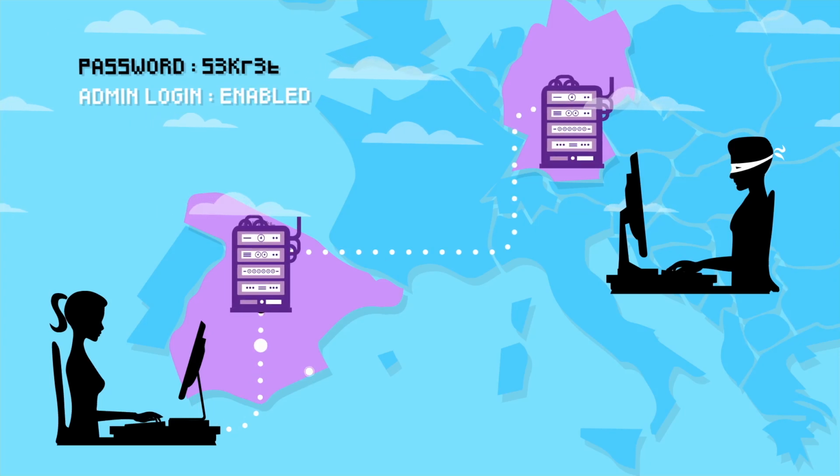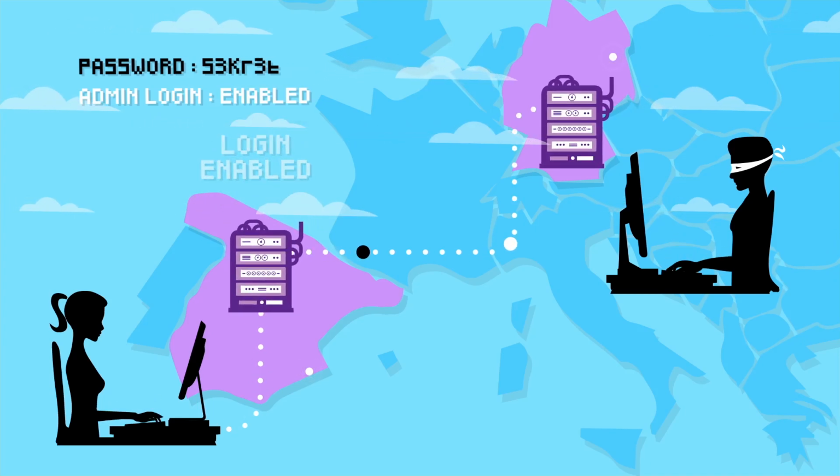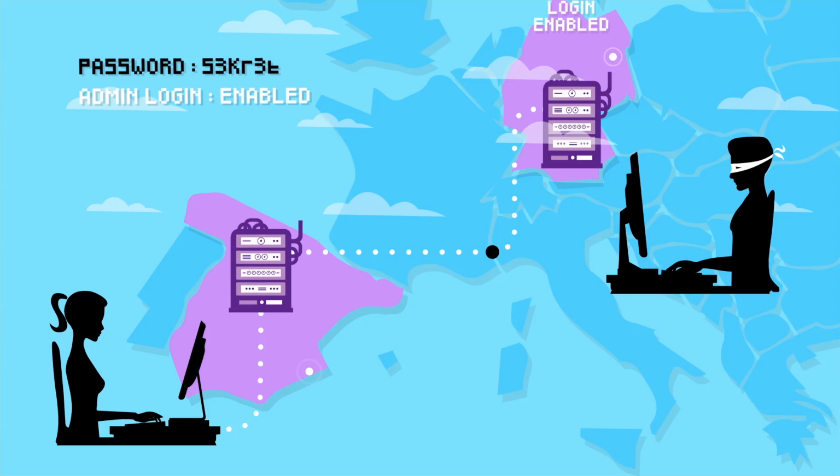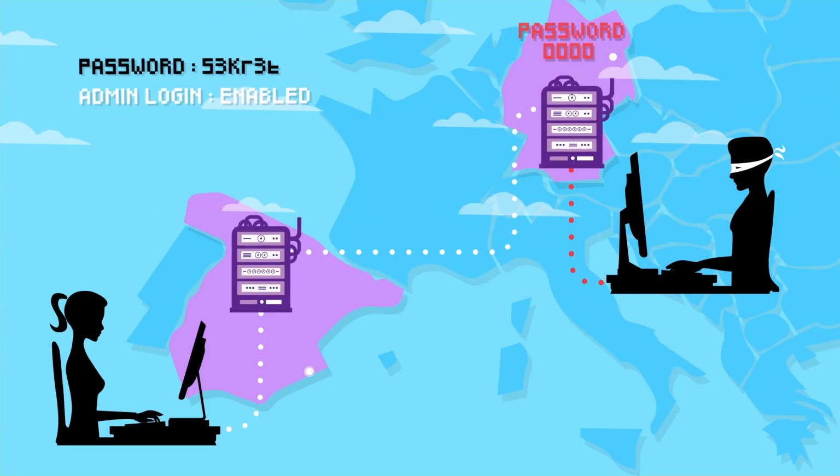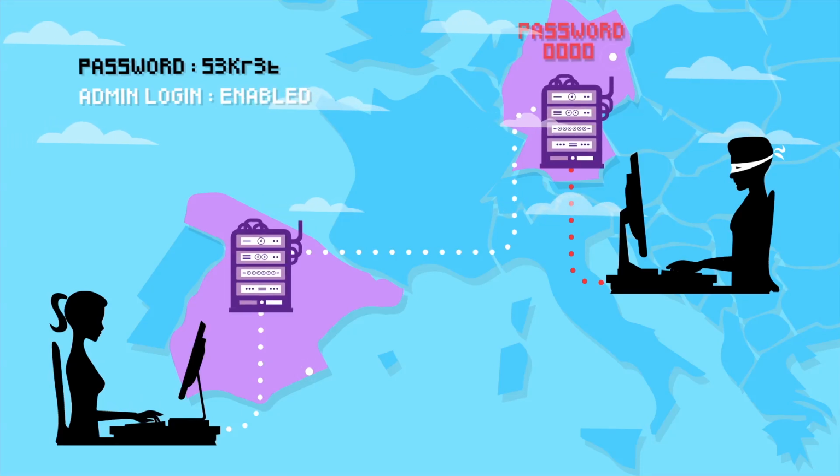Malicious user Bob, who is accessing a replica in Berlin, notices that admin login is enabled, but the password change has not been propagated yet. He successfully gains full control with the default password.